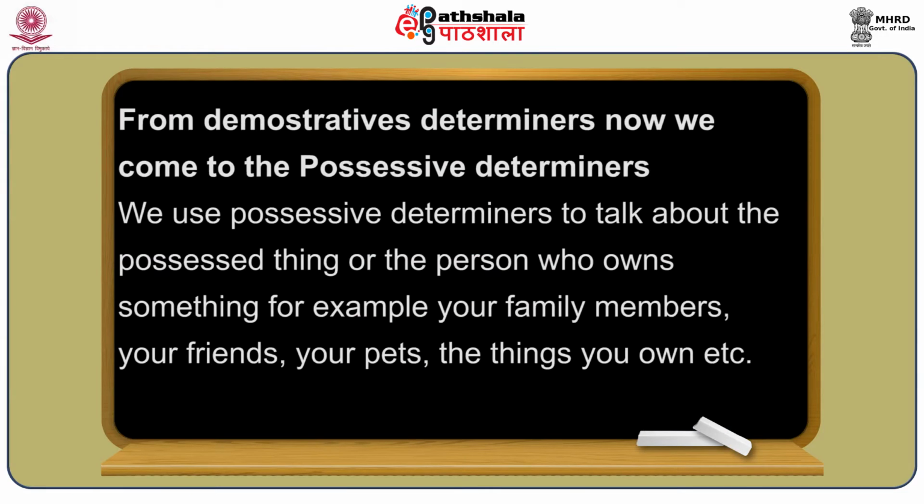And these are neutral demonstrative pronouns, meaning this, that, or that over there. Now from demonstrative determiners, we come to the possessive determiners, meaning possessive adjectives. We use possessive determiners to talk about the possessed thing or the person who owns something. For example, your family members, your friends, your pets, or the things you own, etc.